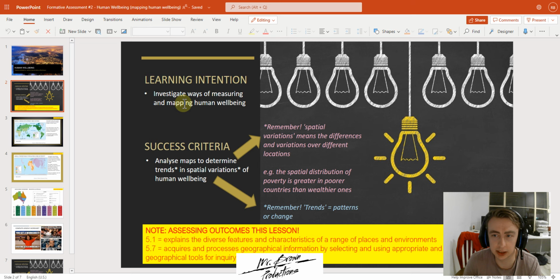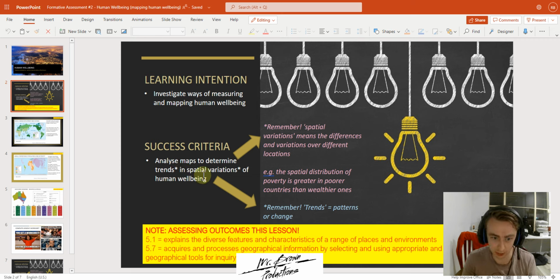Today's lesson is going to be looking at human well-being. We're going to be looking at the skill of mapping today to do with human well-being. So as usual, the first thing I'd like you to do is copy down the learning intention and success criteria for today. Our learning intention is to investigate ways of measuring and mapping human well-being, and we're going to be doing that by analysing maps to determine trends in spatial variations of human well-being.